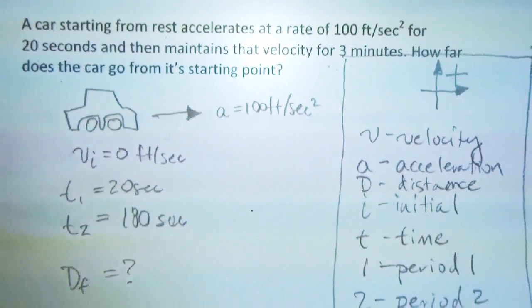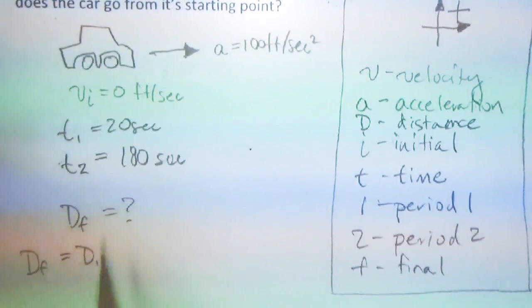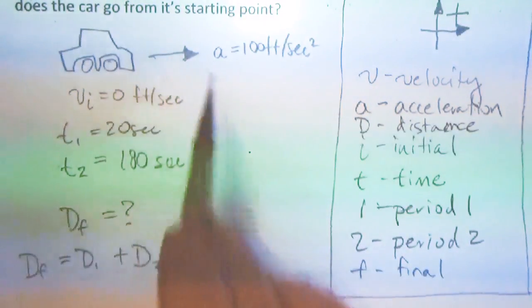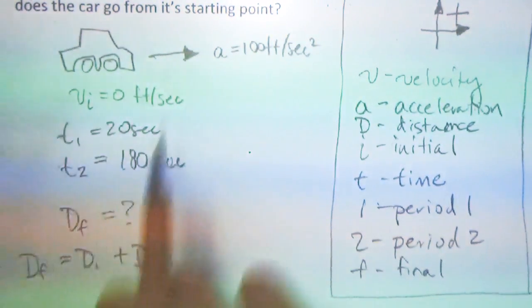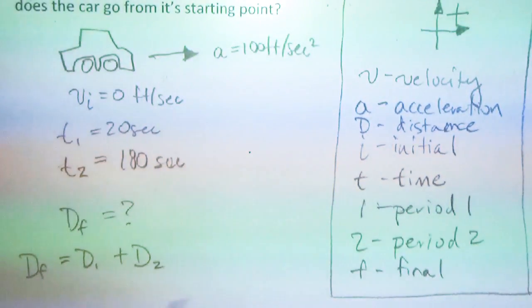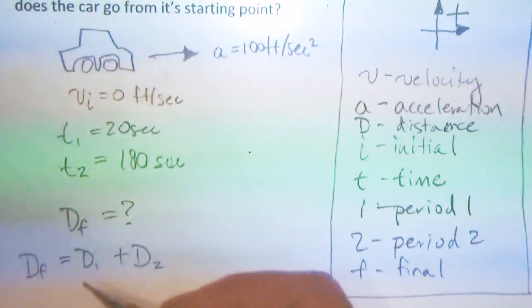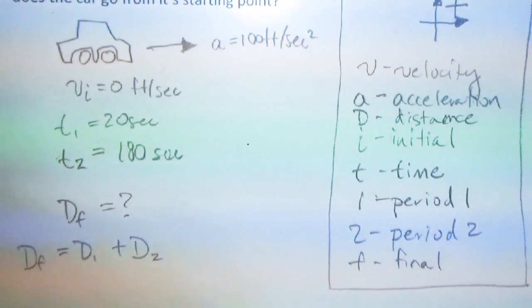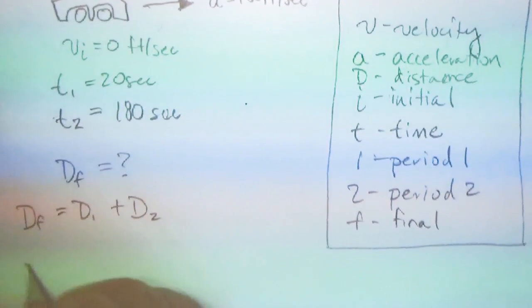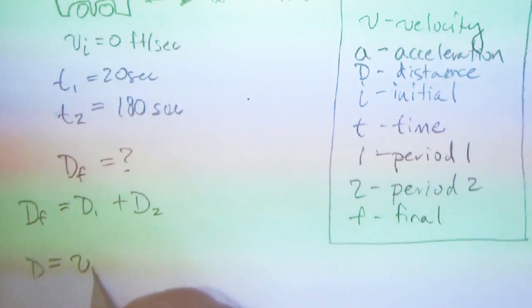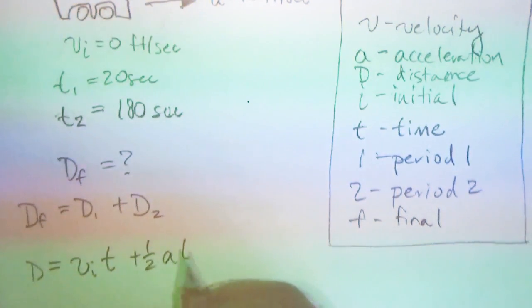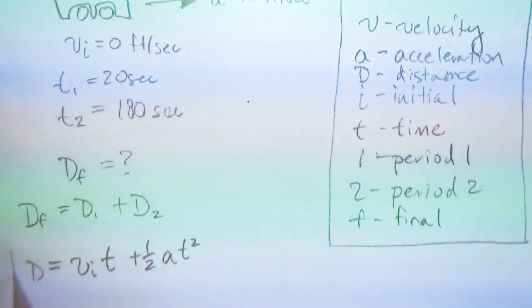Well, the d final happens to be the distance that the car travels during that first period and the distance that the car travels during that second period, because the car does have different velocities during those periods. So we do have a time final, but we don't really need to look at that, right? So we're going to use our formulas, and the formulas that you're familiar with, that you've been given on your page, are these, okay? Distance is equal to velocity initial times time plus 1/2 the acceleration times the time squared. And that's just the general formula, okay?